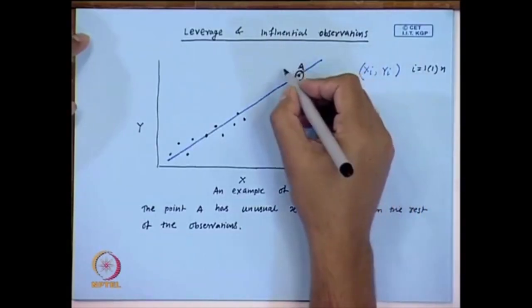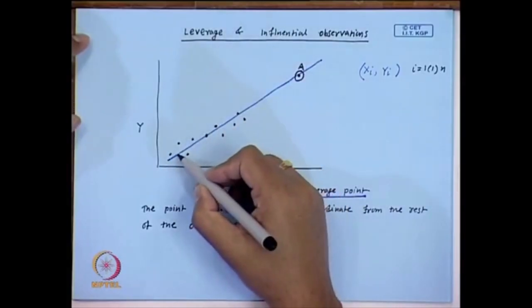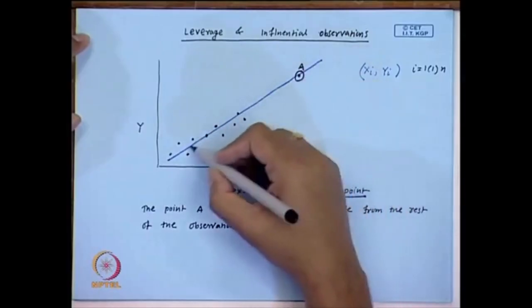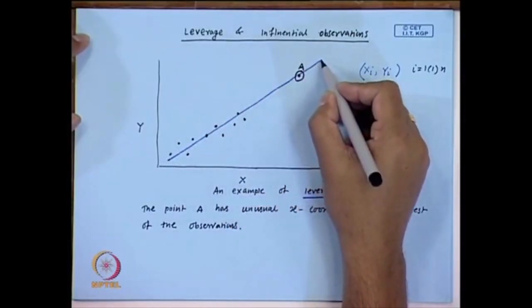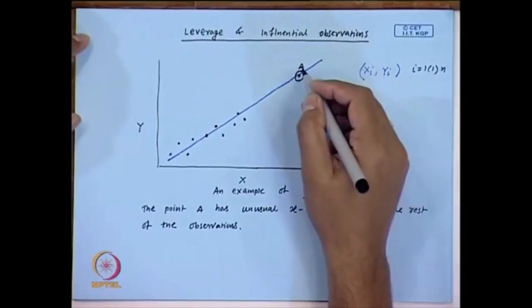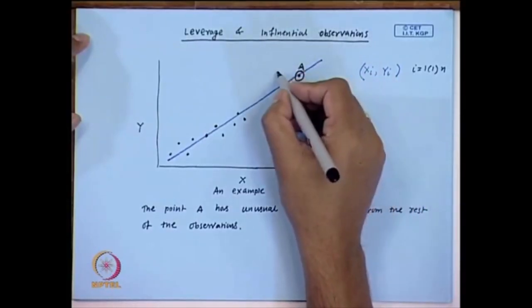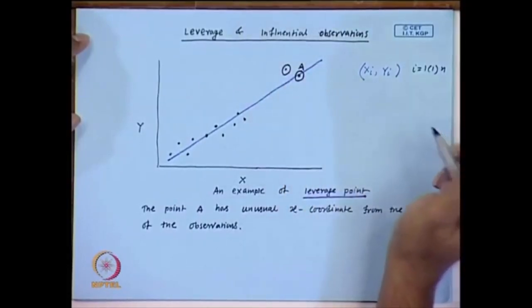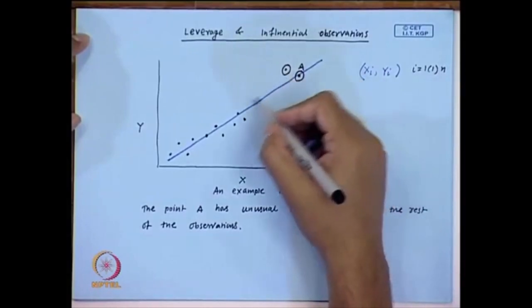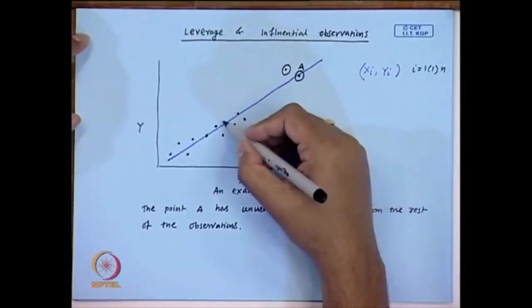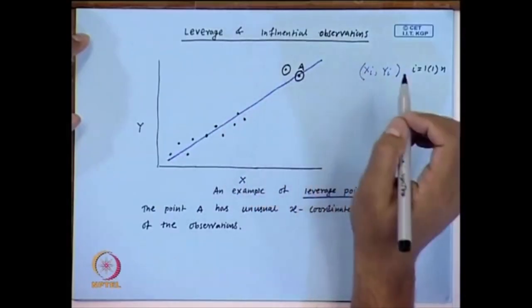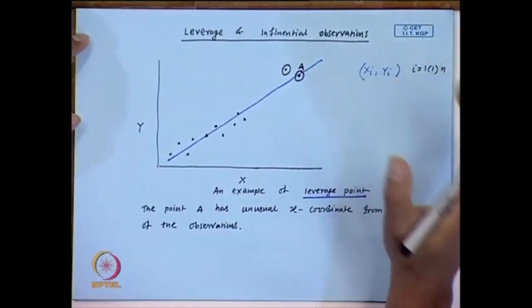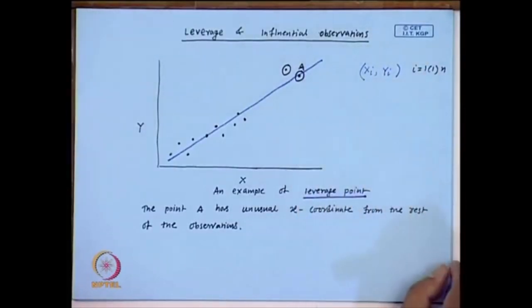It could be, so not necessarily that if you fit a model to the given data, this point is exactly lying on the fitted model, but not necessarily. I mean, this is also a leverage point, for example. So what I want to say is that the point is lying on the trend of the observation, but this has unusual x coordinate. So this type of points are called a leverage point.